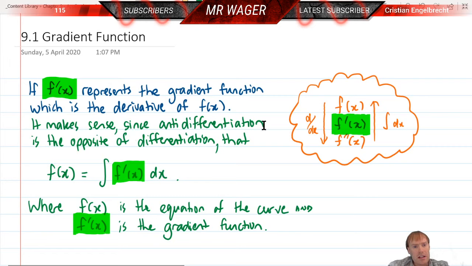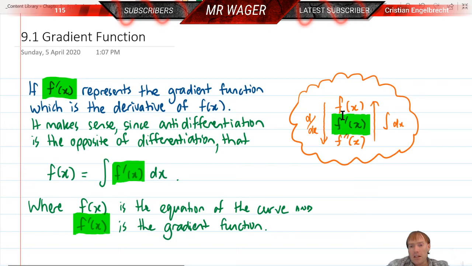The gradient function is, I've just got a little chart over here to kind of help us explain what's going on as well. So if we have our original function f of x, and we know how to do the derivative, which is f dash of x, and then the second derivative would be f double dash of x, or f double prime, as they say in America. The derivative is if we were going downwards following this arrow.